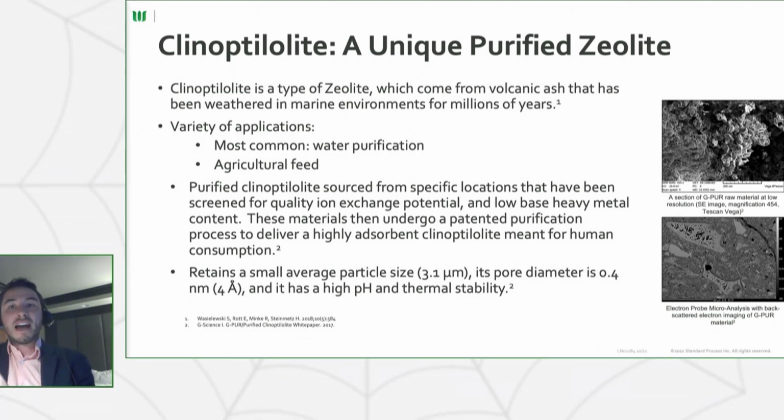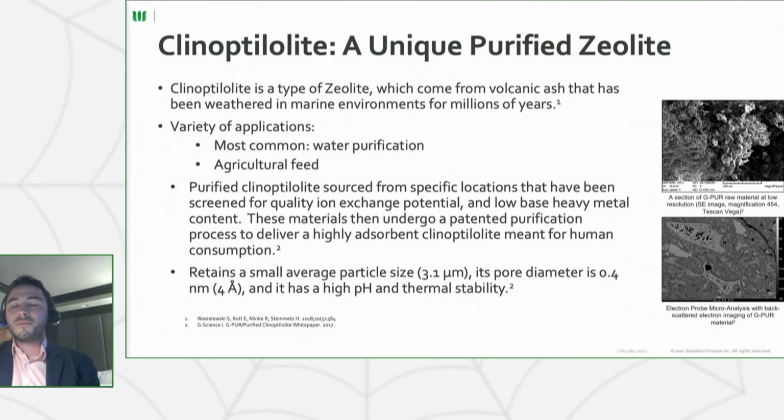So clinoptilolite is very unique in that it has a very tolerable structure for humans, and it's been used clinically abroad. It has a different classification. It's not classified as a dietary supplement. It gets classified as a medical device. So it has a pretty heavy basis of research for its usage. And it's uniquely able to be purified.